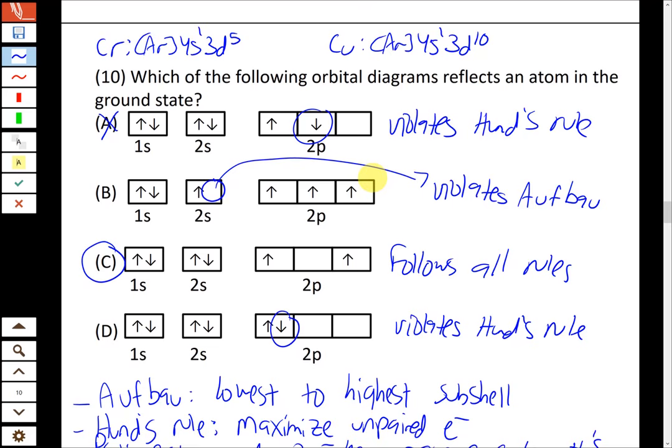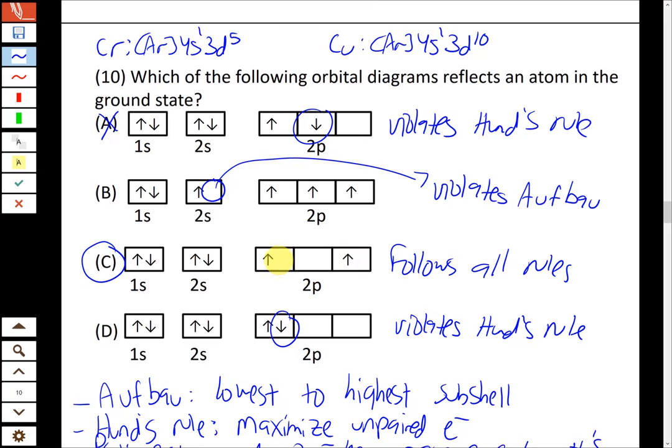Yes? So why did you say C follows all the rules even though it didn't fill the second orbital before the third? All right, so the question was, why does C follow all the rules, even though we didn't fill the second orbital here? In Hund's rule, in this case, all three 2p orbitals are at the same energy. By convention, we fill them left to right, but you don't have to. As long as you fill the electrons in two different orbitals, and as long as they have the same spin, those are all equivalent.